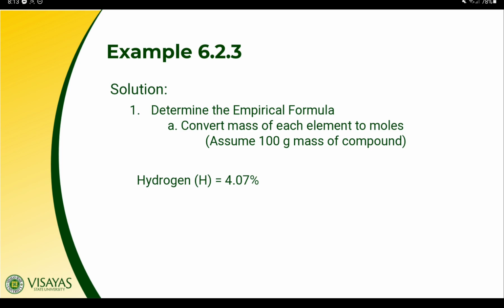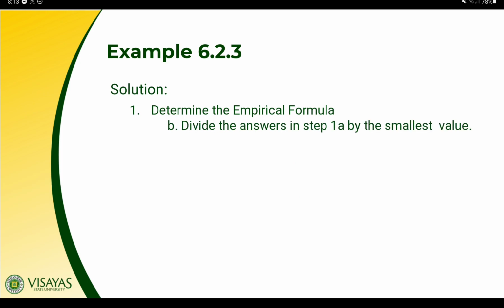For hydrogen, the given percentage composition is 4.07. So its value in mass is 4.07 grams. Then we multiply that by the molar mass of hydrogen, again putting the mass unit in the denominator and the mole in the numerator. We can cancel out the mass in grams and divide 4.07 by 1.01. We get 4.03 moles. Okay, so now we have converted the mass of each element to moles.